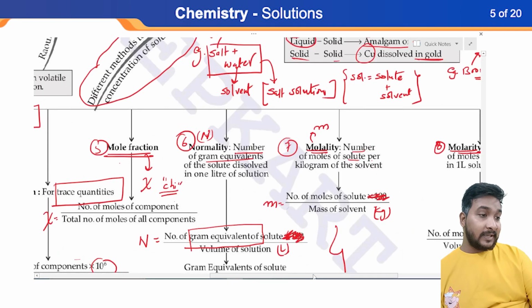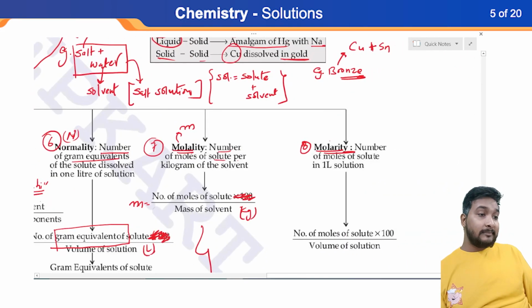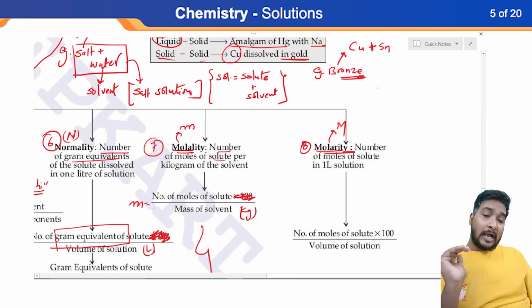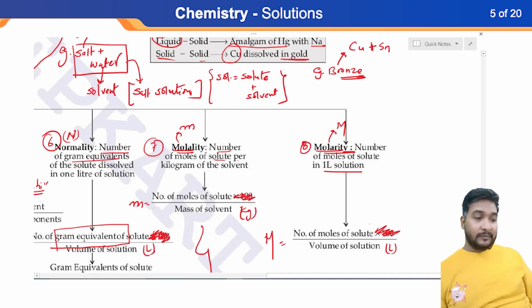Similarly, we have the last term of calculating the concentration terms, that is molarity, and the symbol of molarity is capital M. The definition is very simple. How many moles of solute are present in 1 liter volume of solution? So number of moles of solute in 1 liter of solution, right? So capital M equals number of moles of solute upon volume of solution, and volume must be in liter. Again, into 100 is not required here. These things are very easy, and very essential also for your numericals.